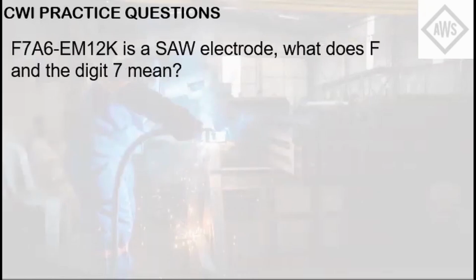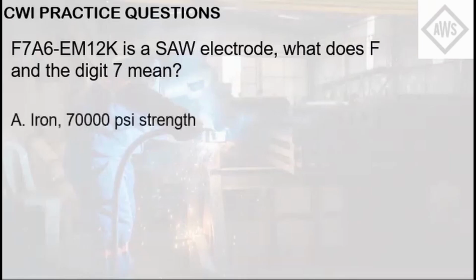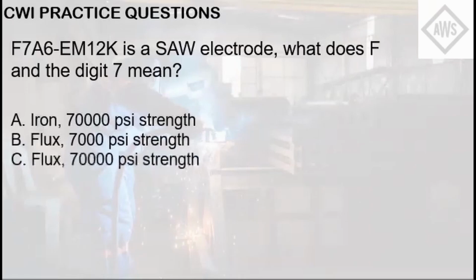So next question here. F7A6-EM12K is a SAW electrode. What do the F and the digit 7 mean? Letter A, iron, 70,000 psi strength. B, flux, 7,000 psi strength. C, flux, 70,000 psi strength. D, iron, 70,000 psi strength.